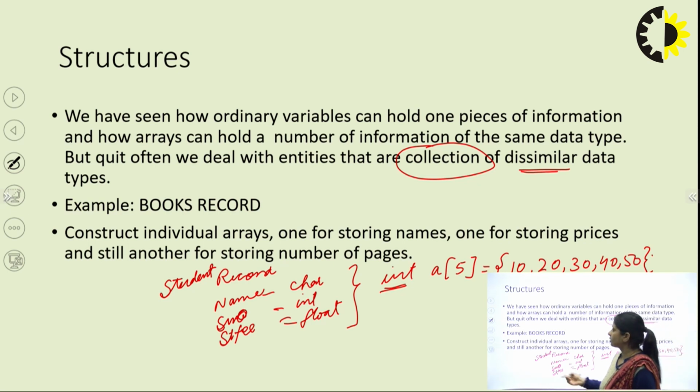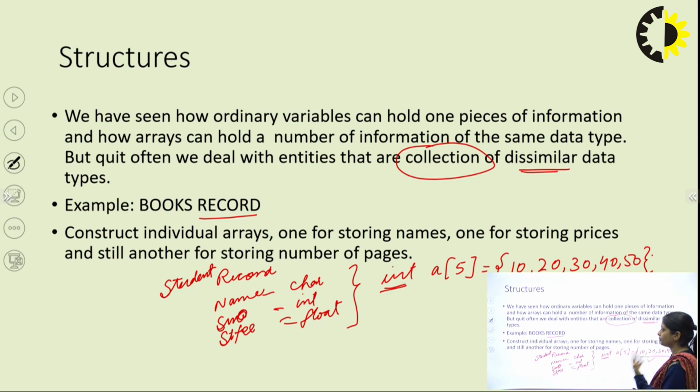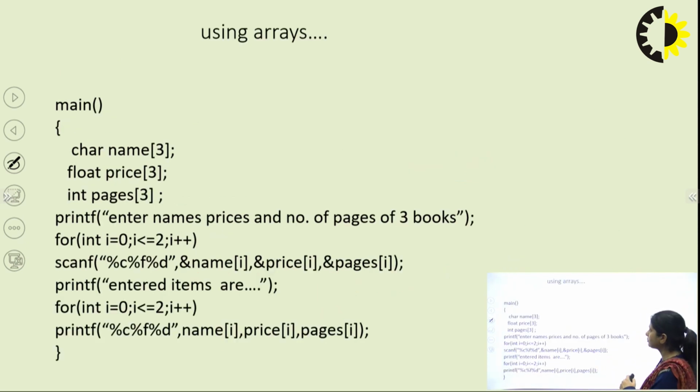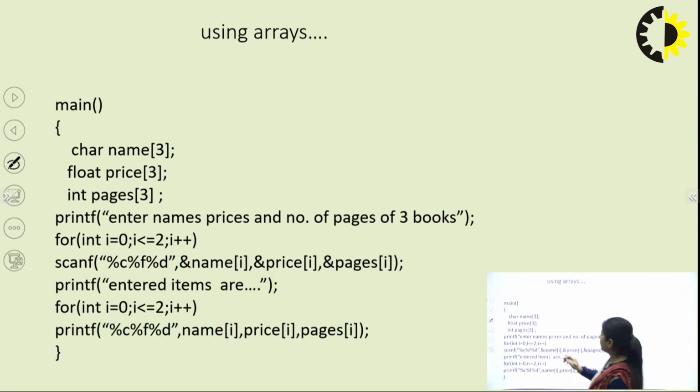For example, books and book records. One option we have is to construct individual arrays, one for storing names, another for storing prices, and still another for storing the number of pages. Like over here, one is book name, second I have price, third I have pages. I have taken three different arrays of three different data types: name is of character type, price is of float type, and pages is of integer type, right?